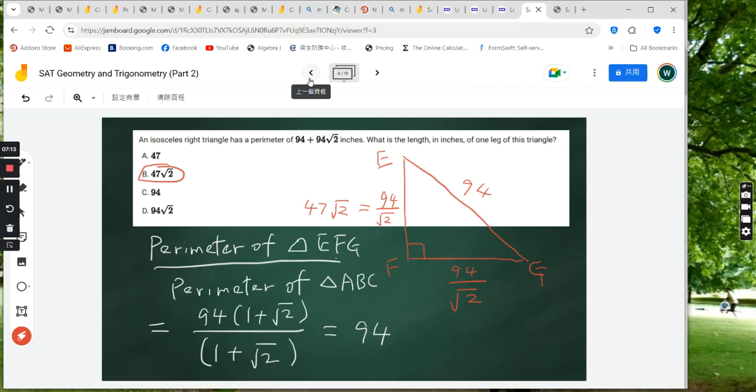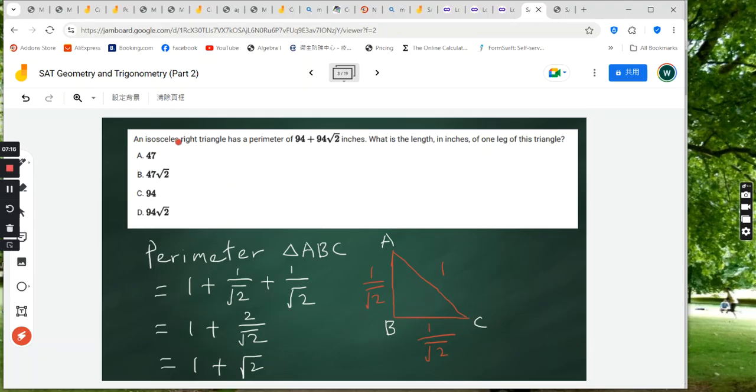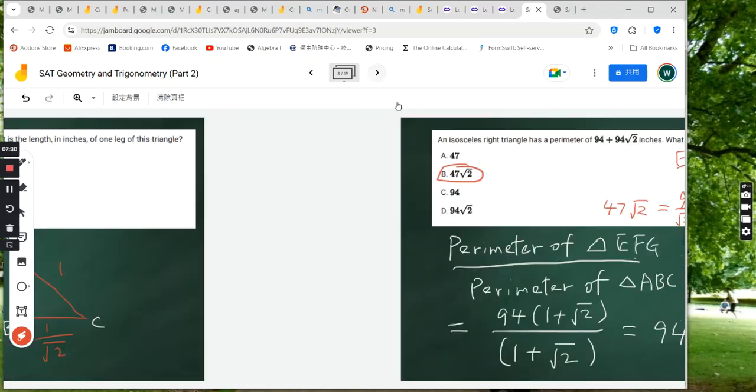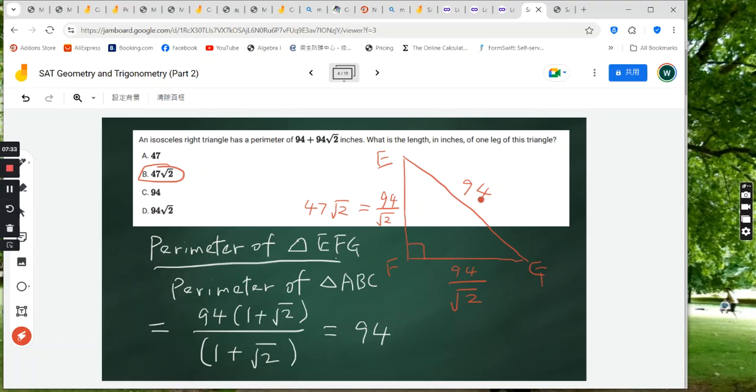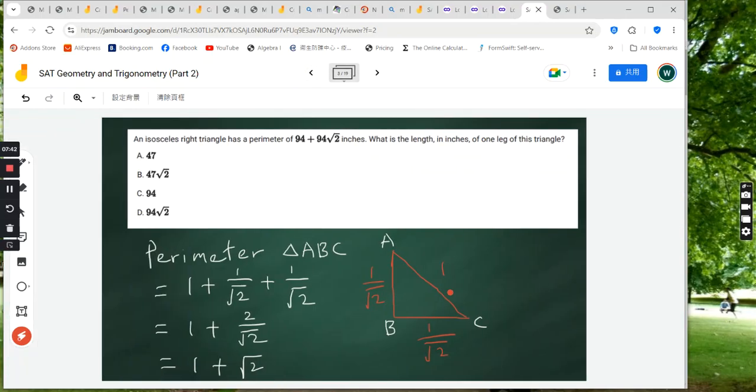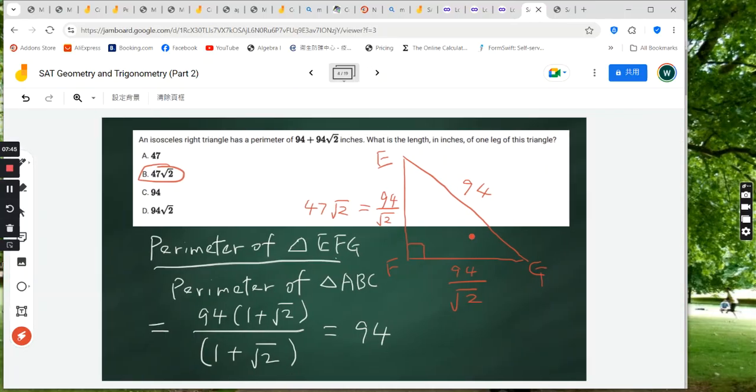So what that means is the isosceles right triangle, the one that we're interested in, is this triangle enlarged by a factor of 94. Right? So this triangle will look like something like this: 94, 94 divided by square root 2, 94 divided by square root 2. So it's just this triangle enlarged by 94 times. All right, and they're interested in the length in inches of one leg. So they're interested in this number here.